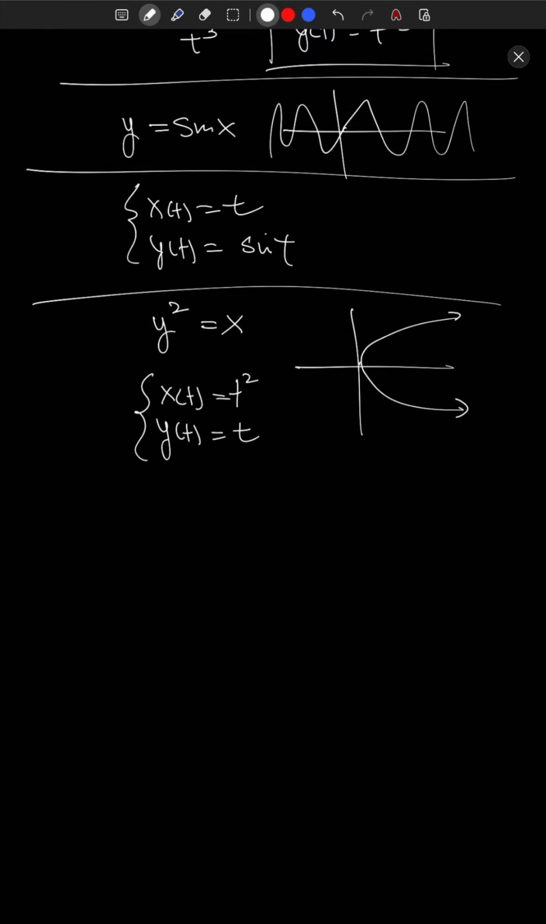In this particular parametrization, at t equals 0 I would be here, and I would be moving in that direction. You always want to keep in mind what's the motion and what's the road. Here, y squared is equal to x describes the road, and this parametric equation describes the actual drive along the road.